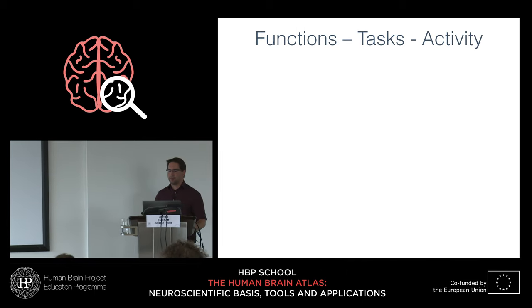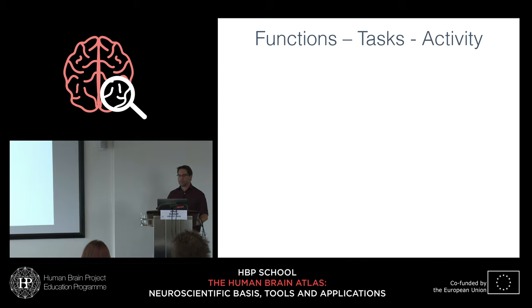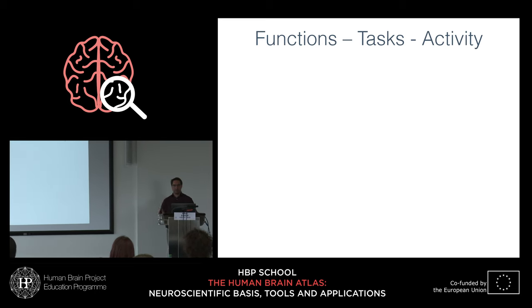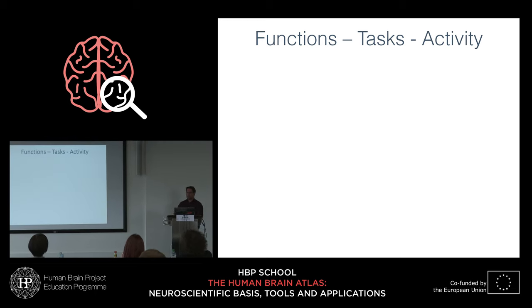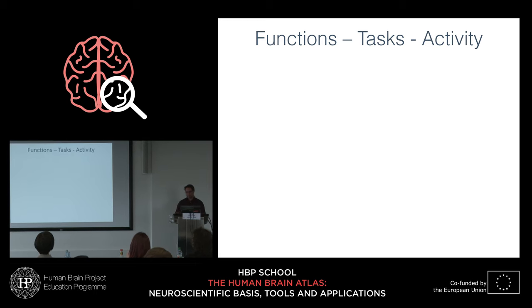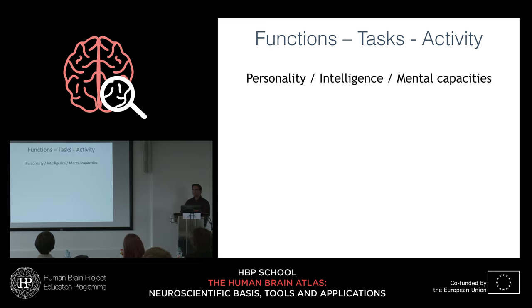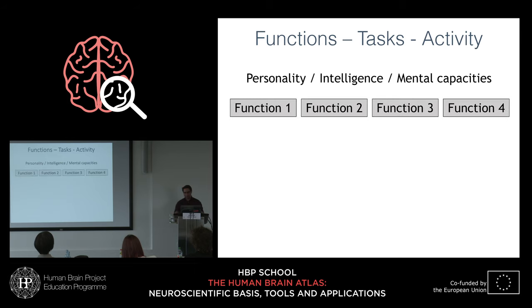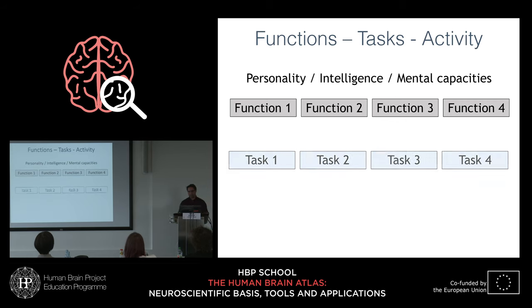We want to understand what the brain is doing. So far, so good. The thing is, what is brain function? What is a function? Well, when we come from the cognitive, from the psychology side, then usually what we would describe as functions are more abstract things like personality, intelligence, manipulation, these kinds of things. But this is not really what we can measure the fMRI response to. Rather, we have these functions, and then we have to think about some task probing this function.